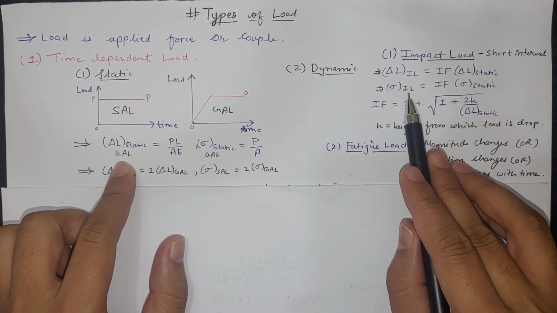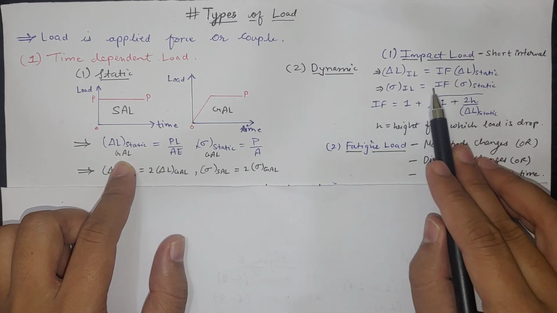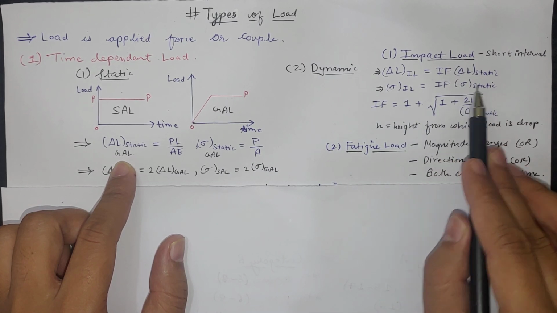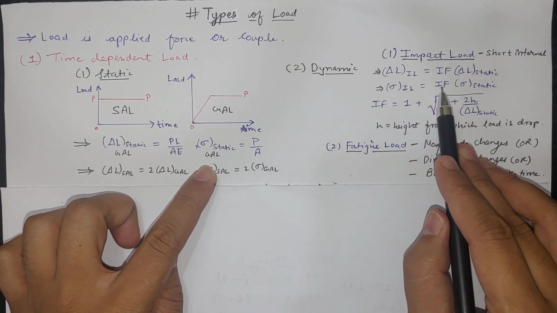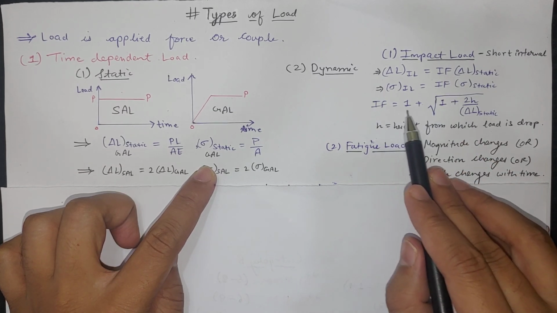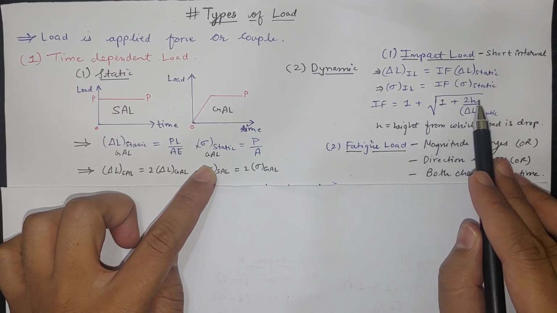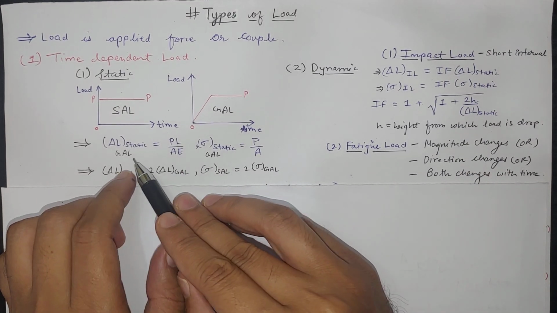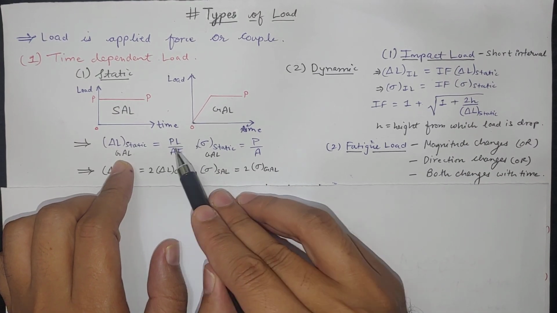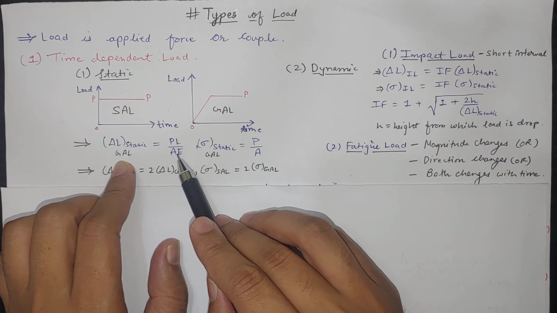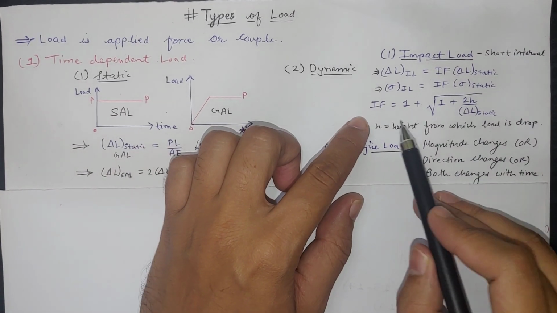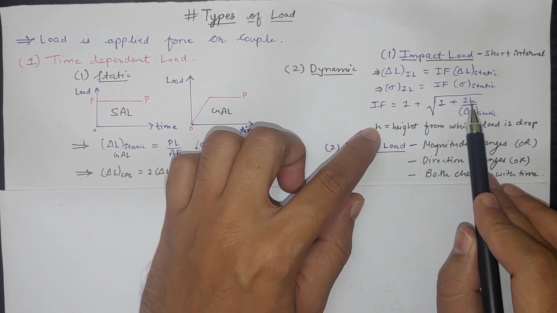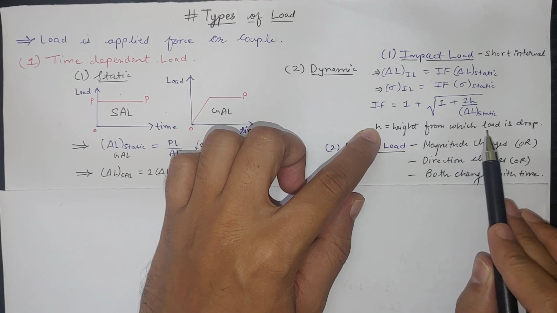Similarly, stress in impact load is the impact factor times sigma static of the gradually applied load, P by A into the impact factor. The impact factor is 1 plus the square root of 1 plus 2h by delta static, where delta static is PL by AE for the gradually applied load. So this is the base reference for all the formulas. Here we have to calculate the impact factor, and h is the height from which the load is dropped.